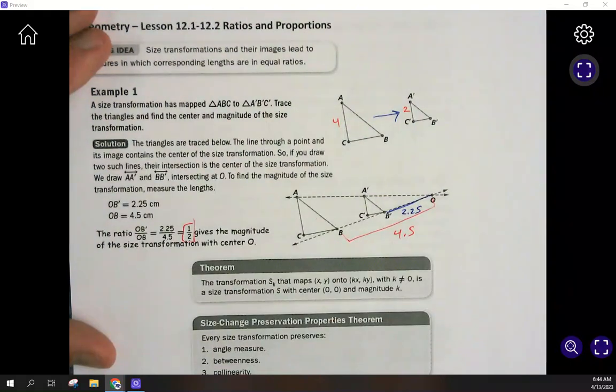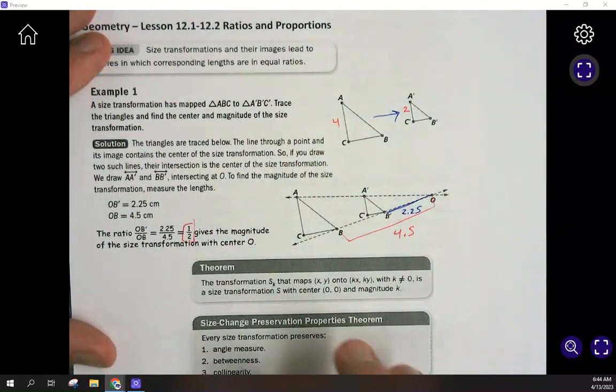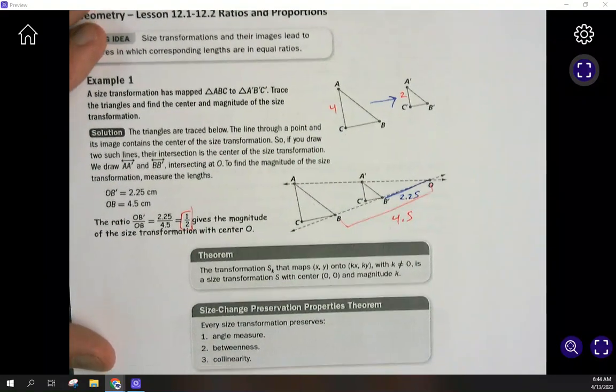So just a quick review on size transformations. We're going to look at how do we set up these ratios and proportions to solve for some missing sides when we're given these.